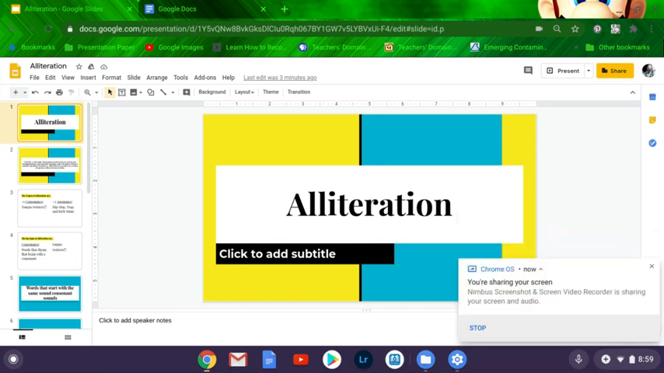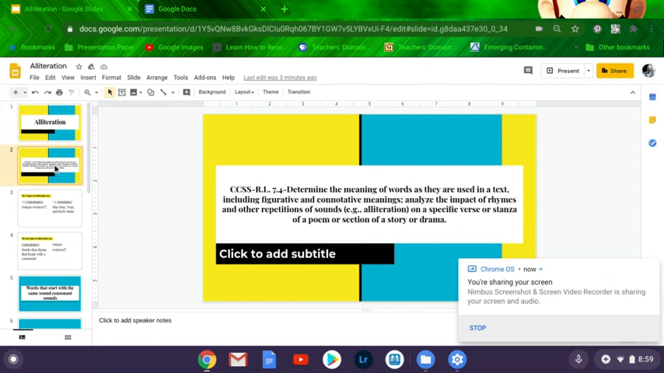Today we'll be talking about alliteration. What is alliteration? Well, just so you know, we will be working with Common Core State Standard RL 7.4, which reads as thus. Determine the meaning of words as they are used in a text, including figurative and connotative meanings. Analyze the impact of rhymes and other repetitions of sounds. For example, alliteration on a specific verse or stanza of a poem or section of a story or a drama.